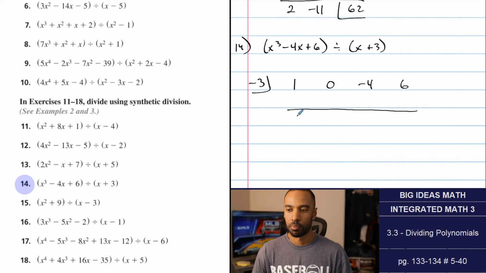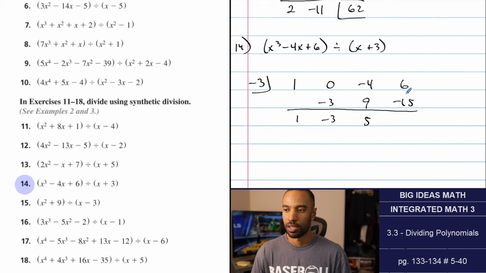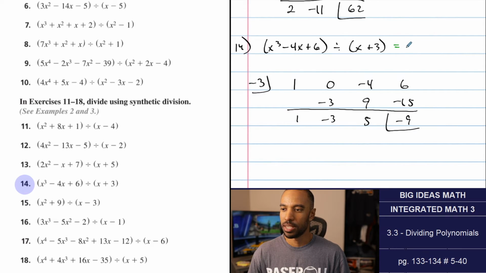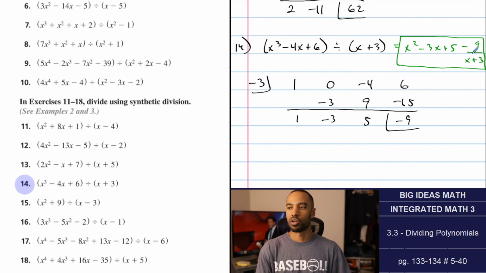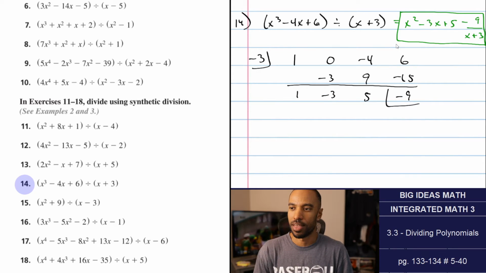Now we go to work. Bring it down, multiply. Add, multiply. Add, multiply. Add. Remainder, result, right? So here we go. This becomes 1x squared minus 3x plus 5 with a remainder of negative 9. And there's your linear factor. So that's the result. I shouldn't keep saying factor. There's your divisor. So there's the result of that guy there.